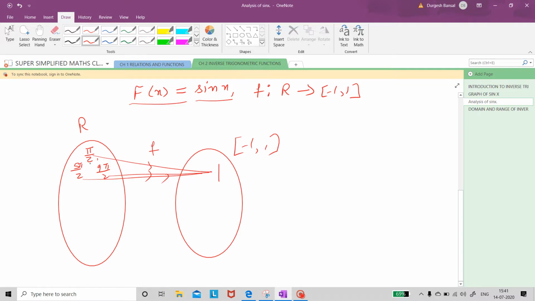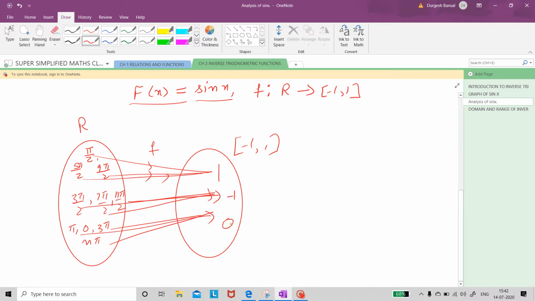We have already discussed that sine at pi by 2 gives you 1. So the image of pi by 2 is 1. Sine at 5 pi by 2, 9 pi by 2, at all of them it gives you 1. Also we have seen that sine at 3 pi by 2, 7 pi by 2, 11 pi by 2, etc., at all these points the image of the sine function comes out to be -1. Also at all n pi's, be it 0, pi, 2 pi or 3 pi, the value of the sine function is 0.